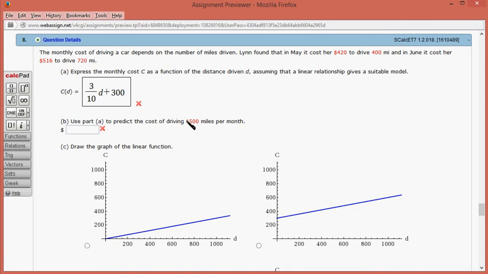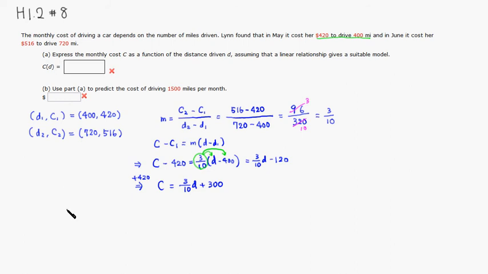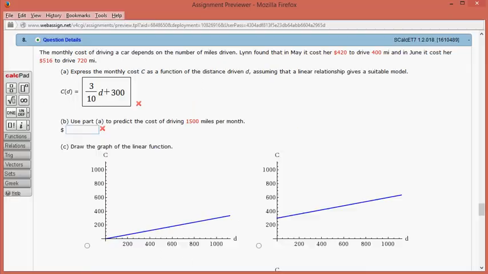Let's use part A to predict the cost of driving 1,500 miles. We just need to plug 1,500 in for D. So we're talking about C of 1,500. This is going to be 3 over 10 times 1,500 plus 300. 1,500 divided by 10 times 3 gives 450, plus 300, so that's 750.